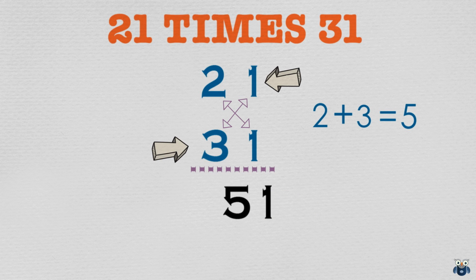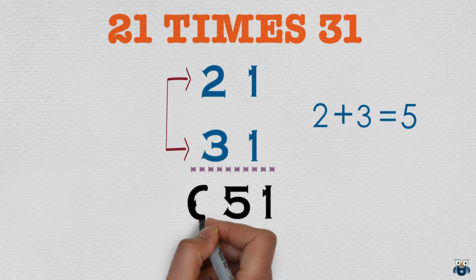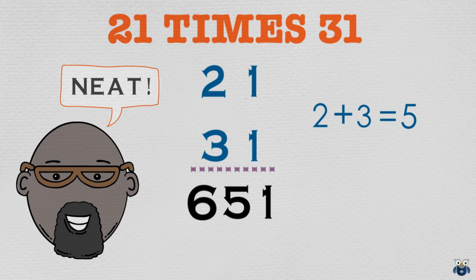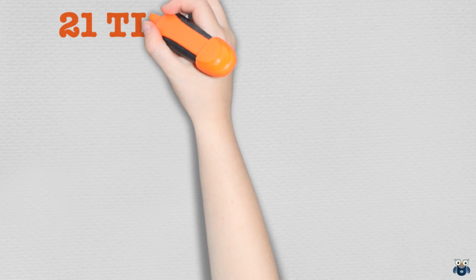And finally, we multiply the digits on the left. That is 2 times 3, which gives us 6. And yes, this is our answer. 651. Let's try this out again with another example.